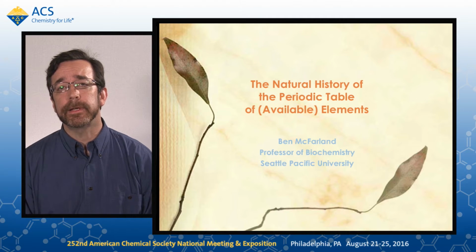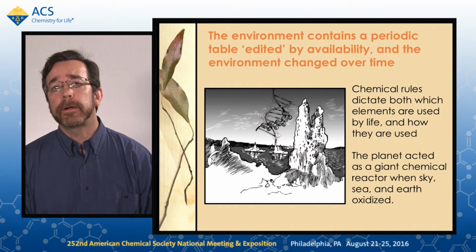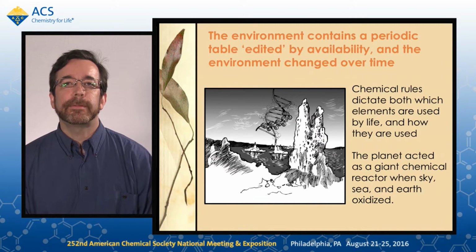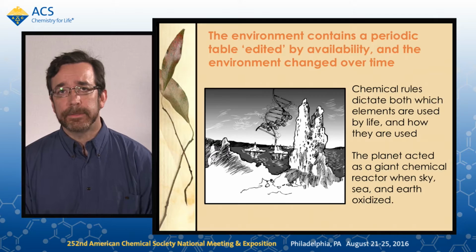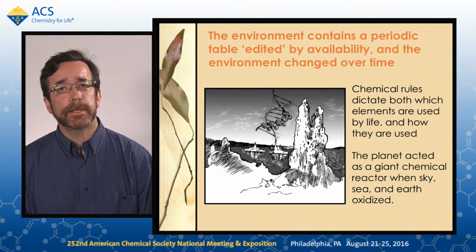I'm going to talk about the periodic table and its natural history. Now, chemists know that the periodic table of elements has not changed over time, but the number of elements and how much they are available in the environment has changed over time. You can look at it as the environment editing the periodic table, and that also changes over time so that different elements are available at different times.